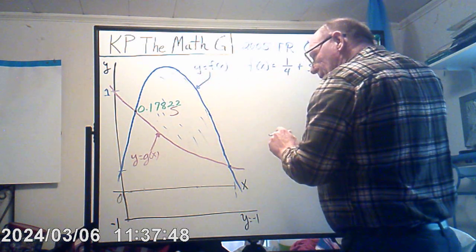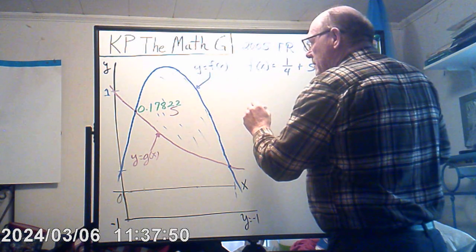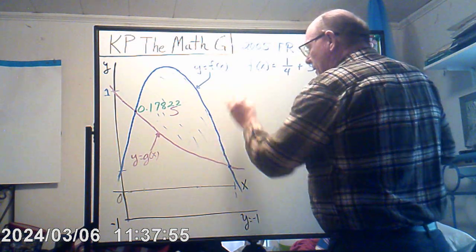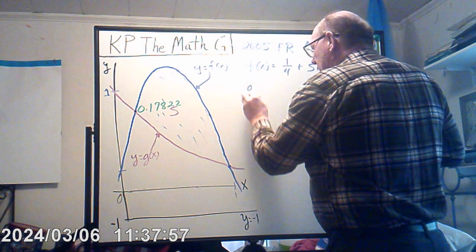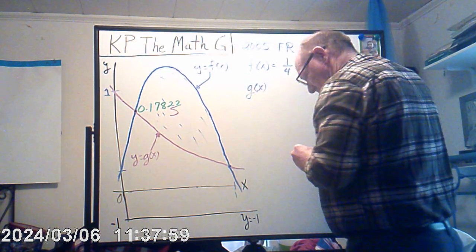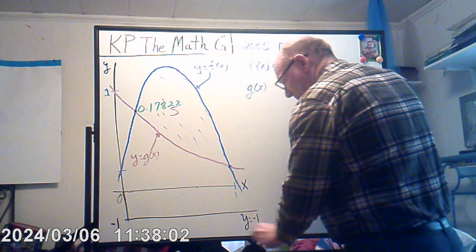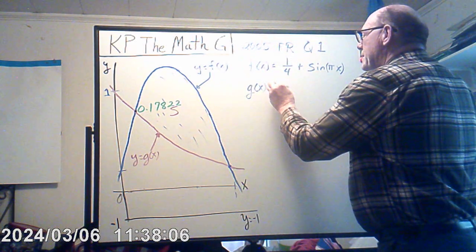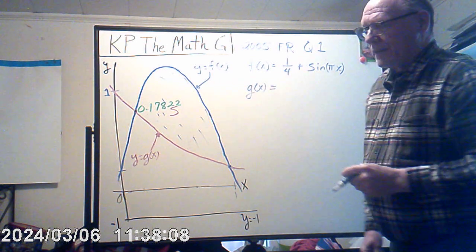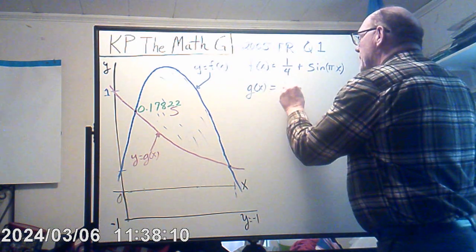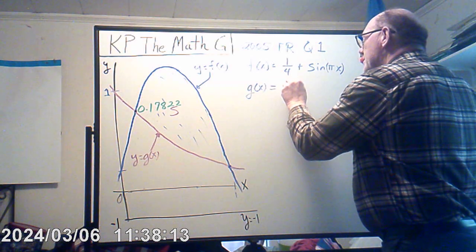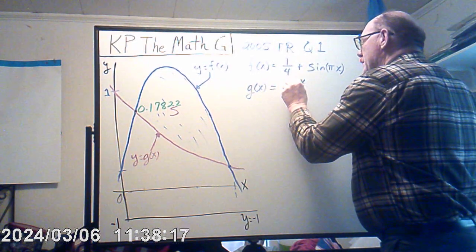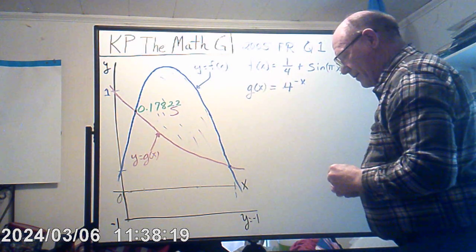This one here, well, we can make it g(x). So g(x), I have a light blue and a dark blue. g(x) is equal to 4 raised to the negative x power. Alright, there it is.